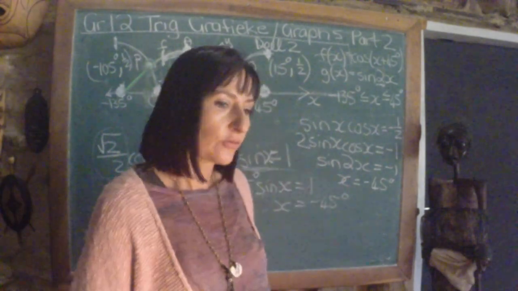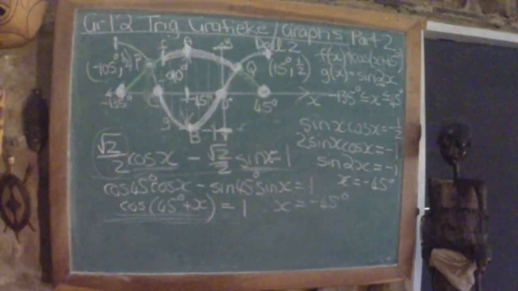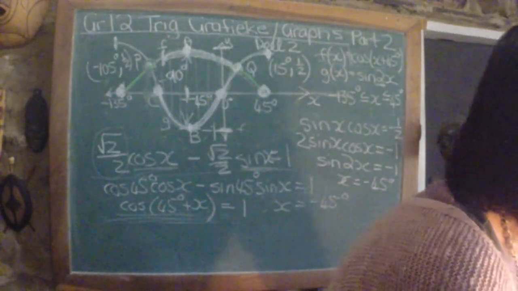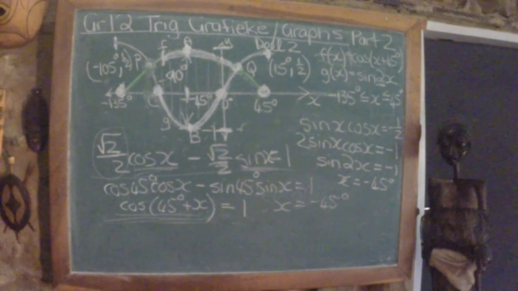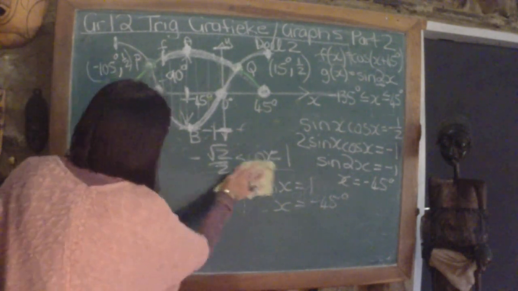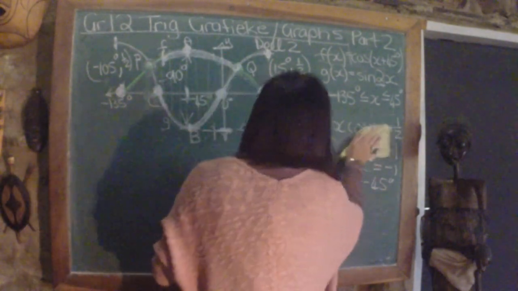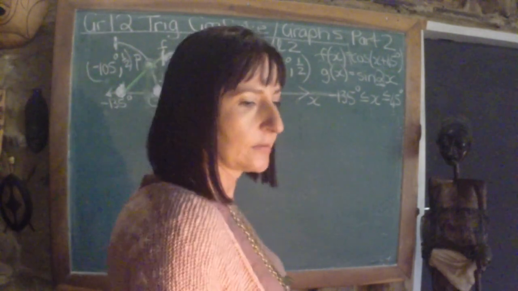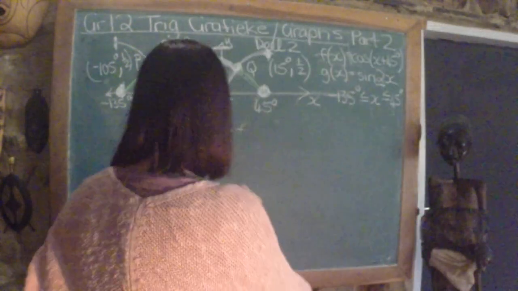Kom ons gaan kyk dan na ons volgende vraag. Ons volgende vraag is weer ook presies dieselfde tipe. Again, I must make a plan to generate something that I know or something that's familiar to me. So let's go and have a look. The same type of thing that we just did now.